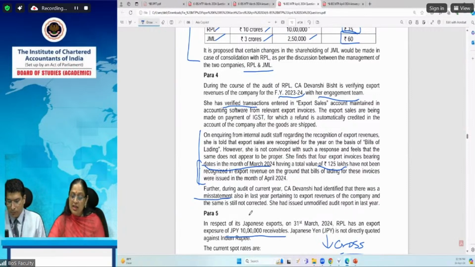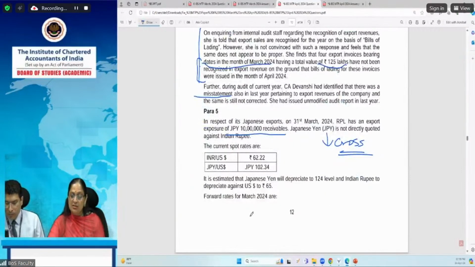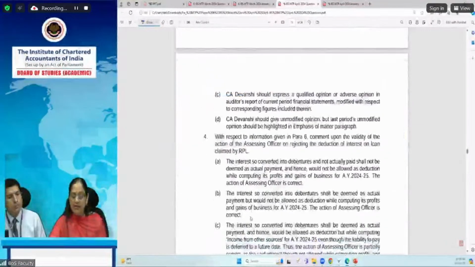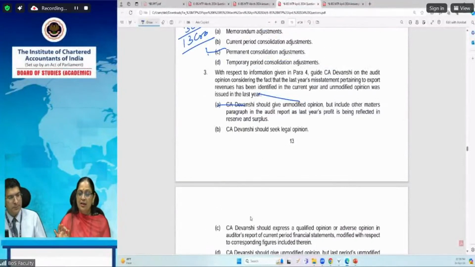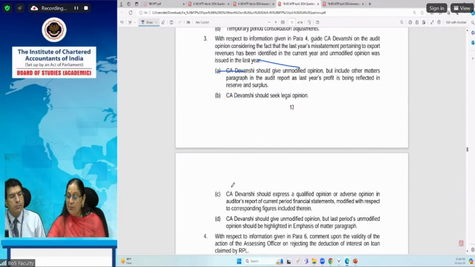So though she had issued an unmodified audit report, if the same is not corrected, how should she deal with the situation? That is the specific requirement of the question: with respect to the information given in para 4, you need to guide Devanshi on the audit opinion, considering how she should deal with last year's misstatement, which pertains to export revenue and was identified in the current year, though last year an unmodified opinion was issued, right? So option A is CA Devanshi should give unmodified opinion, but include other matters.